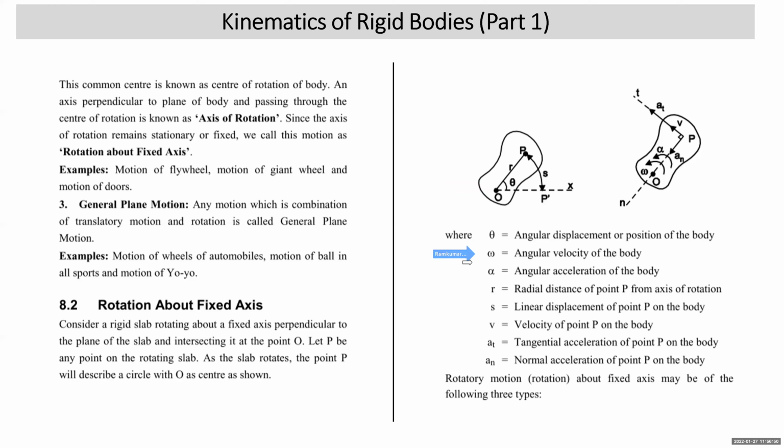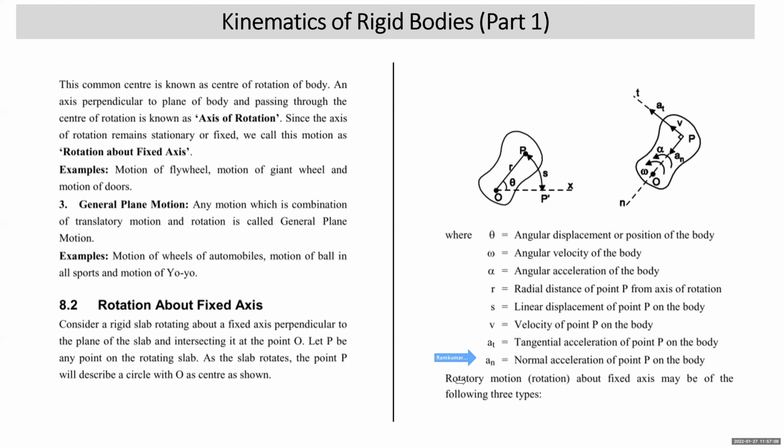Omega is the angular velocity of the body. Alpha is the angular acceleration of the body. R is the radial distance of the point P from the axis of rotation through O. S is the linear displacement of point P on the body. V is the velocity of the point P on the body. AT is the tangential acceleration of the point P on the body. AN is the normal acceleration of the point P on the body.